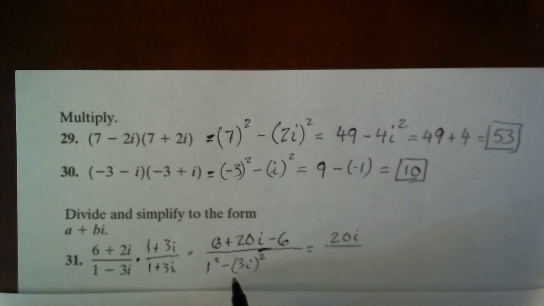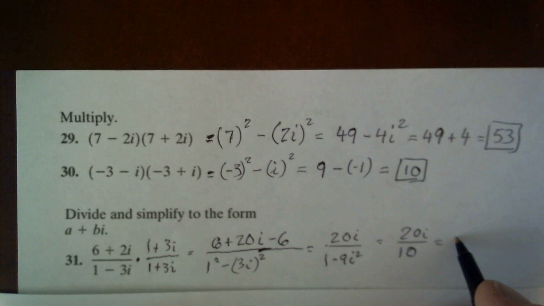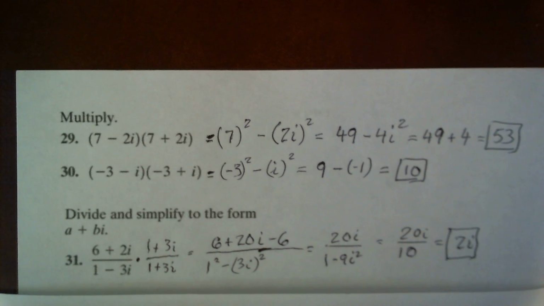And in the denominator, 1 minus, and then 3i squared would be 9i squared. And since i squared is minus 1, so minus 9i squared. This then becomes 20i divided by, i squared is minus 1, and minus 1 times minus 9 is plus 9, and 1 plus 9 is 10. So that means this is equal to 2i. And when you look at the original problem, it's not obvious that that's equal to 2i. So the simplification like this makes it a lot simpler.